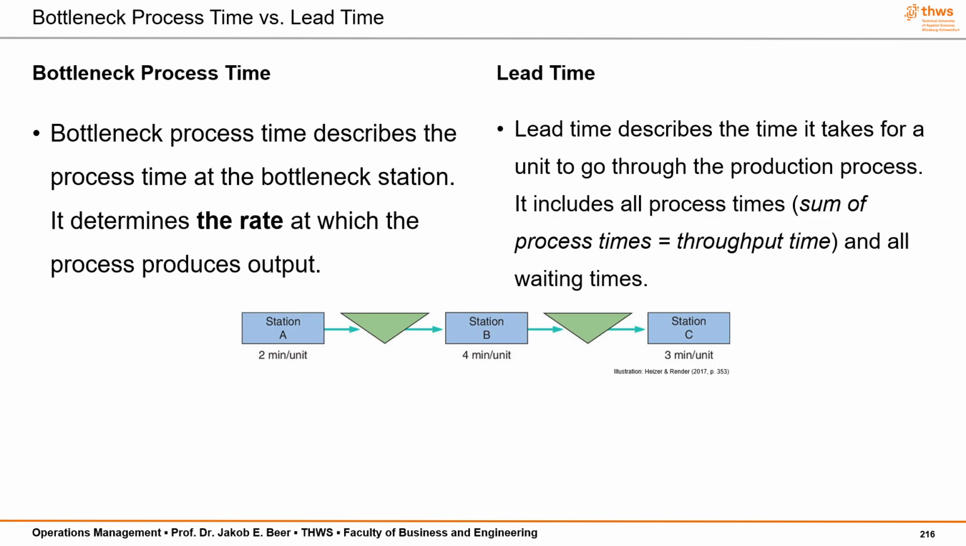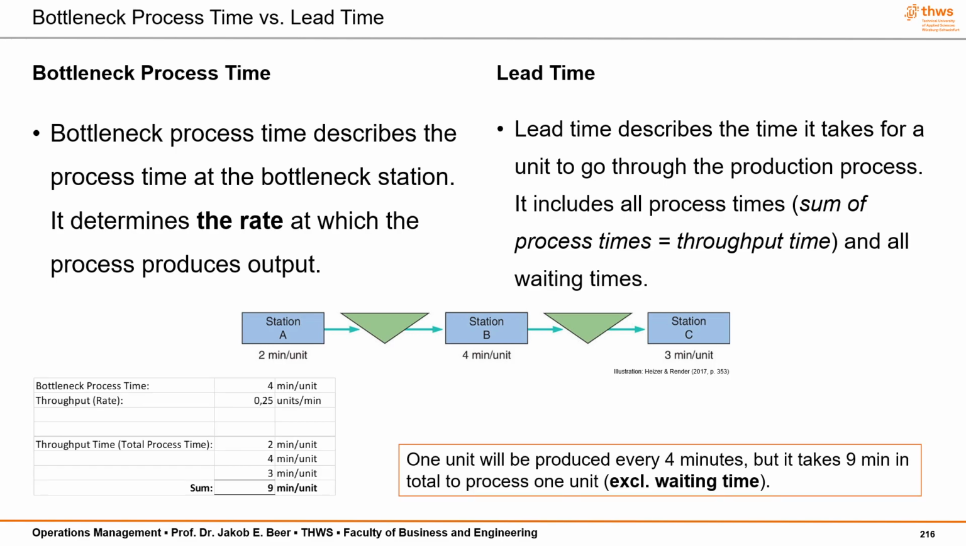So the situation is that we will produce exactly 1 unit every 4 minutes, because that is the rate at which we produce, but it takes 9 minutes in total to produce 1 unit. And this is without waiting time. We have no waiting time in this process, which is, of course, an idealized situation. Very often there will be waiting time in the process, so then the lead time would be longer.